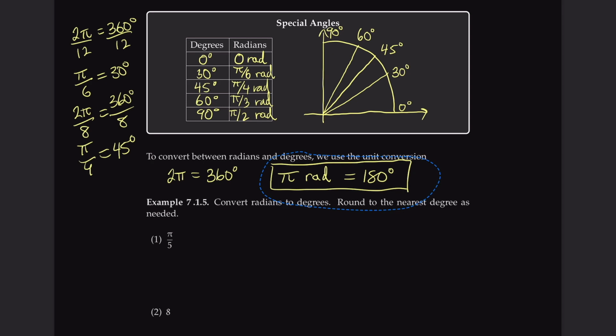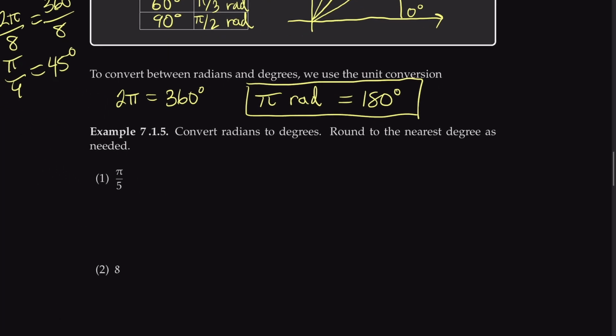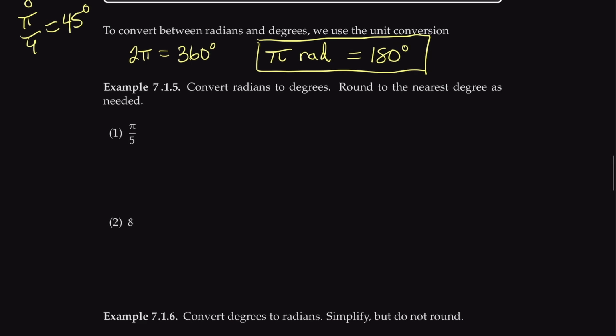Okay, so let's make sure it's clear how we convert back and forth between radians and degrees using the following examples. The first one says just convert radians to degrees. And so we're given radians and we're supposed to round to the nearest degree as needed. So if we need any rounding, we'll be putting that in the calculator. Okay, so we're given pi over 5.